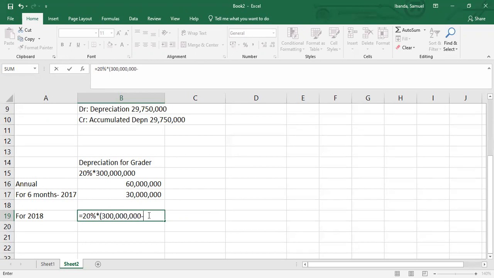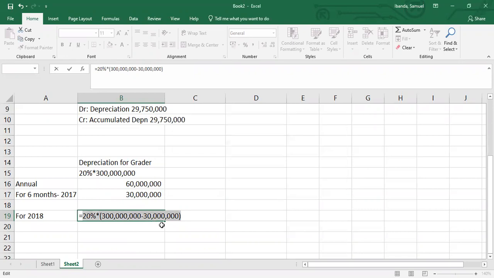Okay, and then we shall less the depreciation as at before the period. Okay, the depreciation as at the end of the last period, which was 30 million. So that is what we basically do. The 300 million minus the 30 million. Now this gives us the net book value that we started with at the start of this financial period.